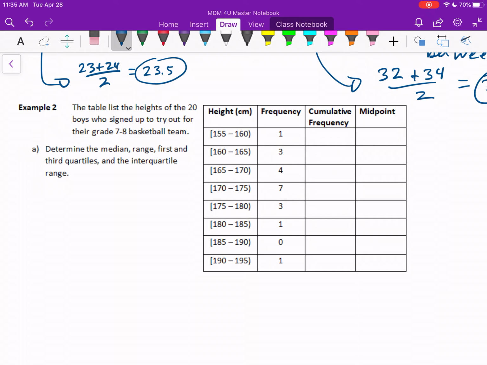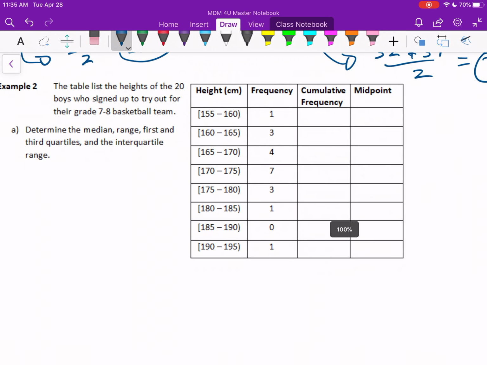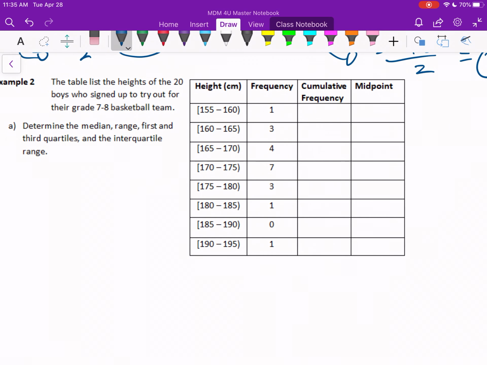We don't need to get the mean in this case, so you don't have to worry about using that formula, but we do have to go back to getting the median with grouped data. So for that, we need the cumulative frequency, which is where I just add them together again, right? So the first one, I look at the frequency, it's 1. The second one, I do 1 plus 3.